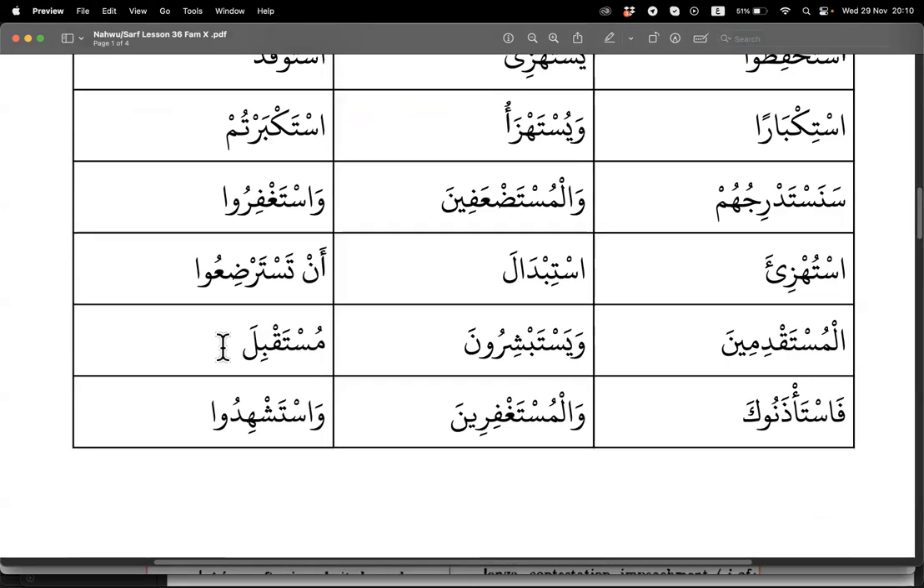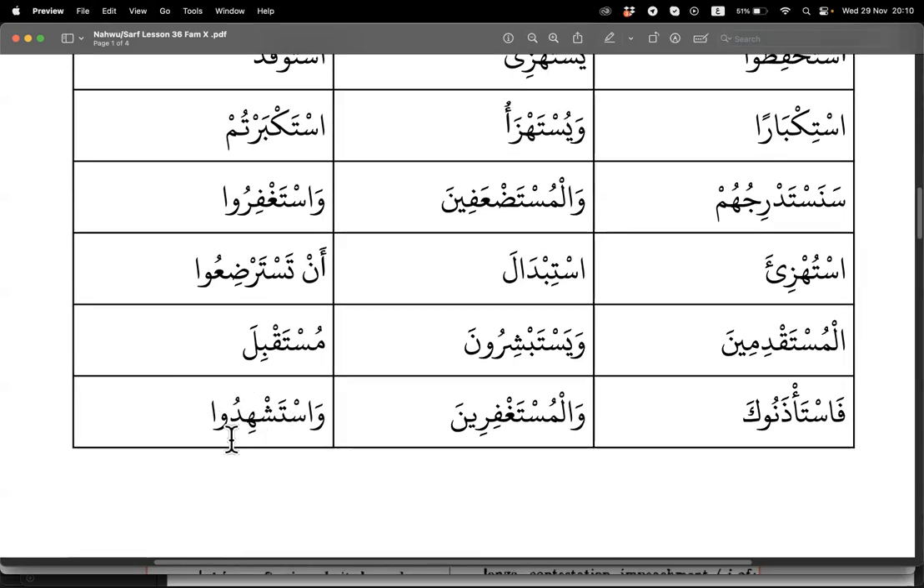Mustaqbila is fa'il isim fa'il of the root word qabala. And next one. Was tashidu, fa'il amar antum from the root word syahada. Yes, Shin Hada. So yes, this one very fast.